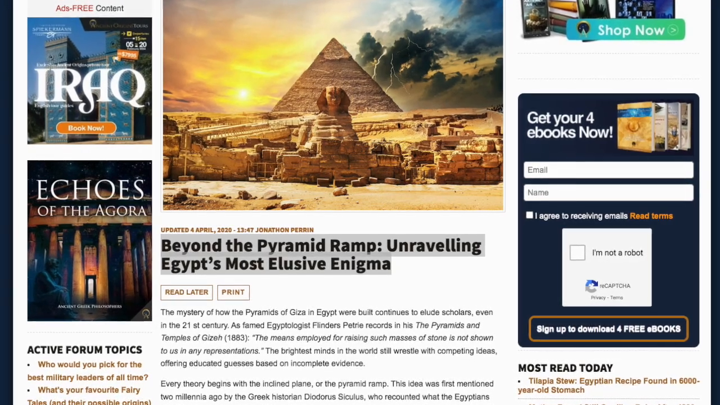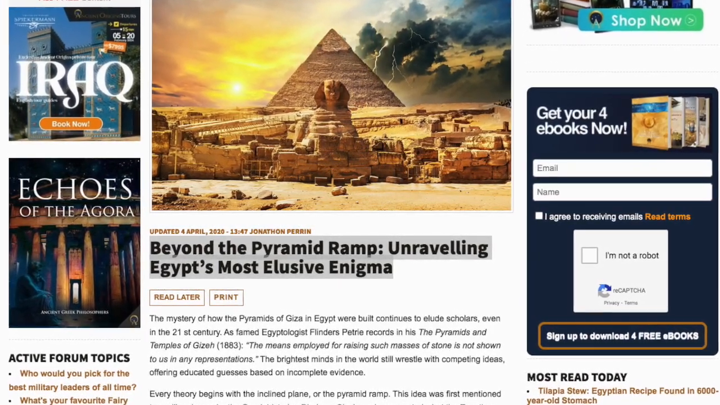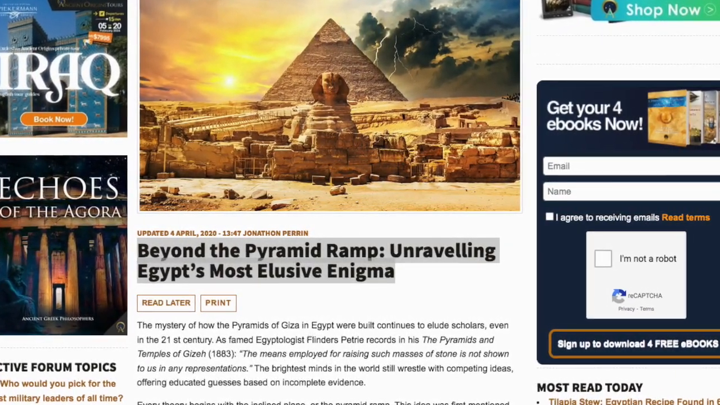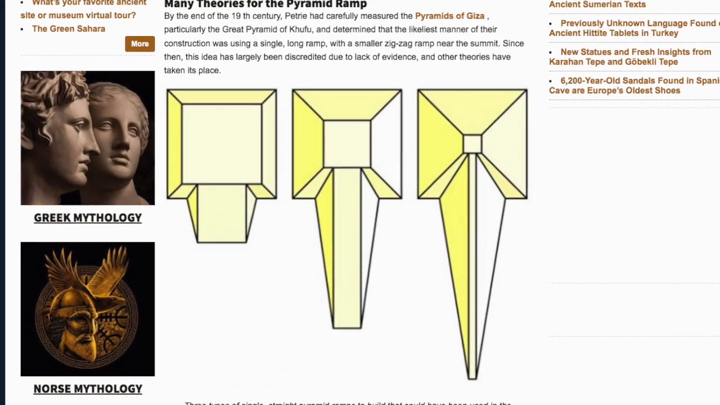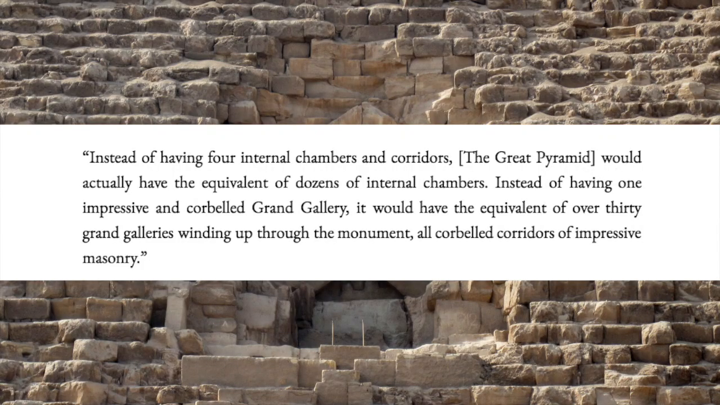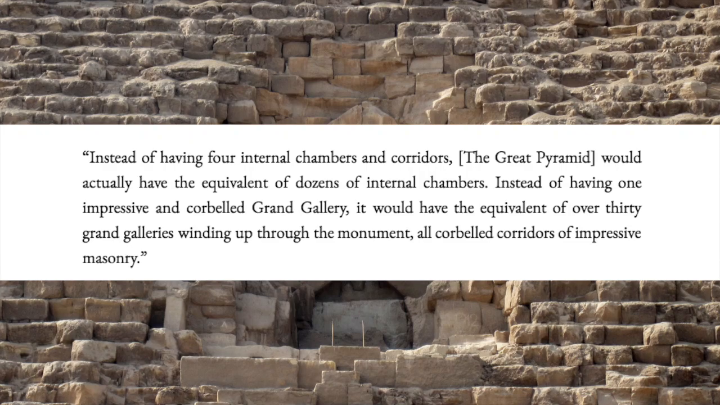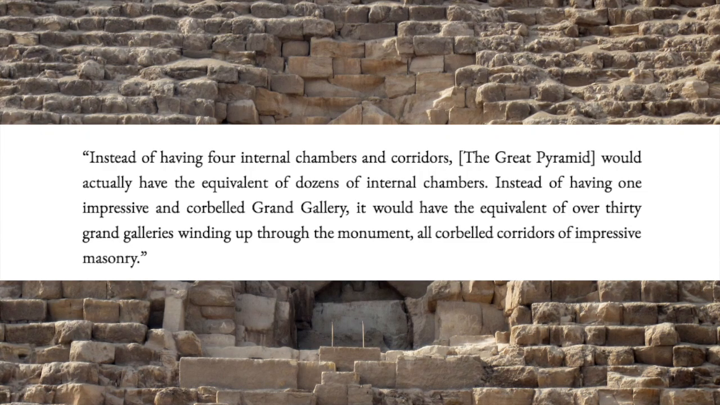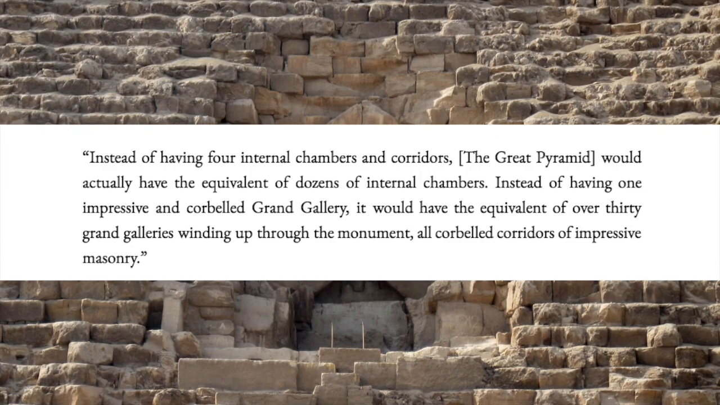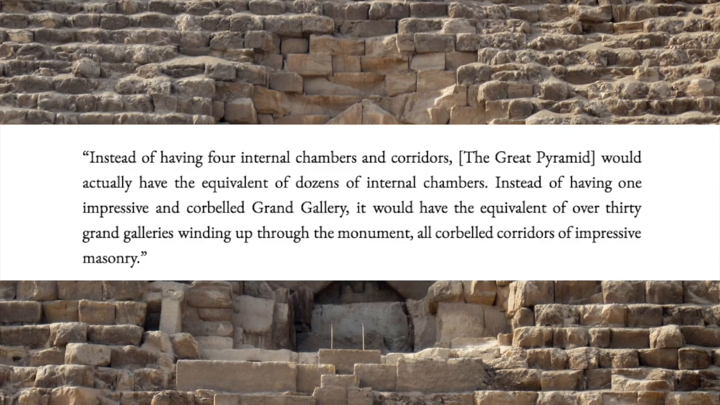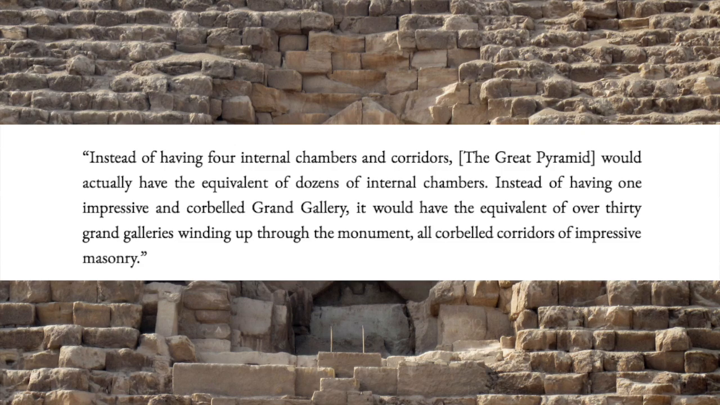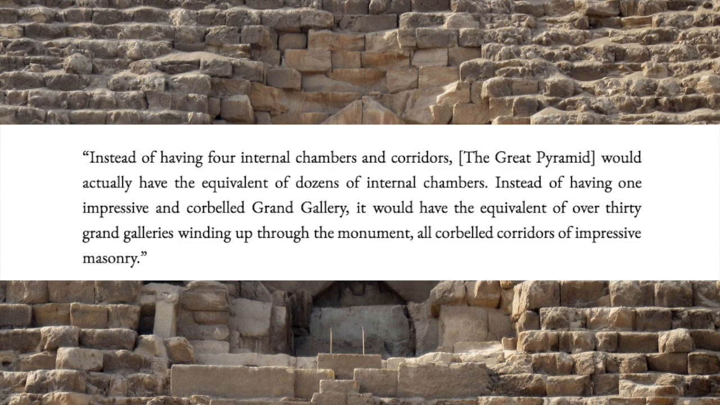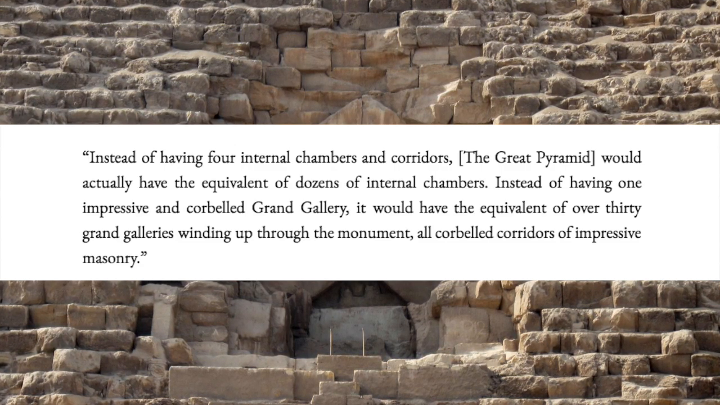Expanding on a quote from Egyptologist David Jeffries, who called the internal ramp theory, quote, far-fetched and horribly complicated, Perrin wrote the following. Instead of having 4 internal ramps and corridors, the Great Pyramid would actually have the equivalent of dozens of internal chambers. Instead of having one impressive and corbelled grand gallery, it would have the equivalent of over 30 grand galleries winding up throughout the monument, all corbelled corridors of impressive masonry.